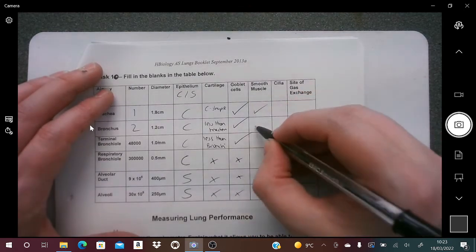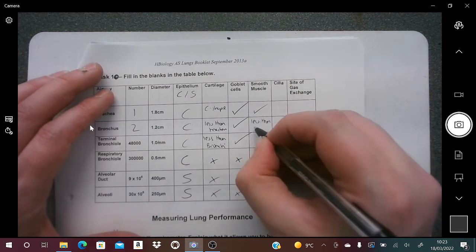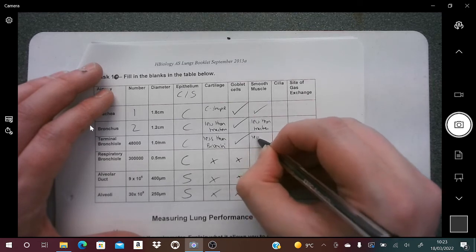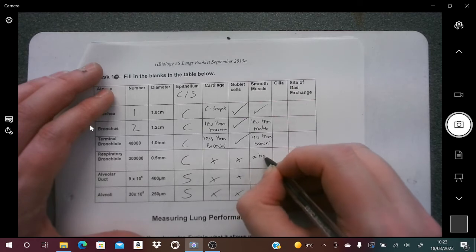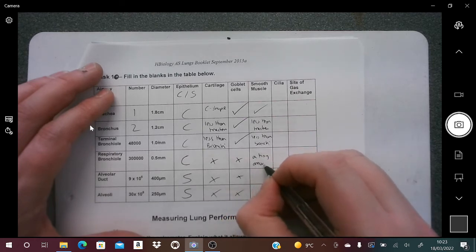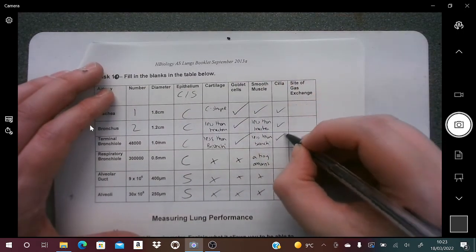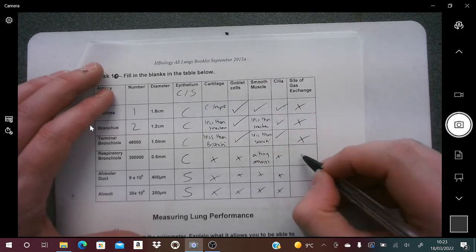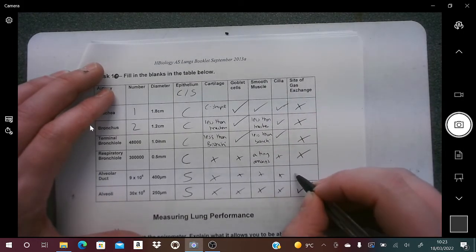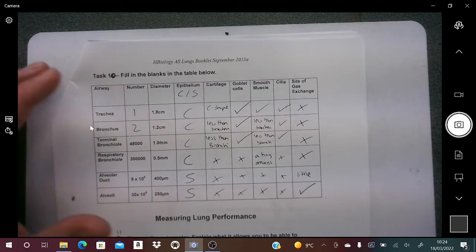Smooth muscle again, yep. I'm going to go down the route of less than trachea and then less than bronchi. You will get a tiny amount in those final bronchioles, certainly less than the ones above. You're not going to get it in the alveoli. Similar pattern for cilia really. And site of gas exchange, absolutely not. Tiny bit maybe in the alveolar duct, but you really want it all down here in the alveoli because that's where the blood vessels are collected.